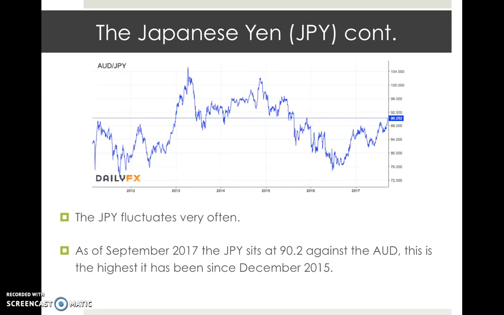The graph outlines the relationship between the Australian dollar and the Japanese yen. From this graph, we can see that the Japanese yen fluctuates very often. For the past 2 years, the yen has been decreasing against the Australian dollar. As of 2017, the yen sits at 90.2 for every Australian dollar, the highest it has been since December 2015.